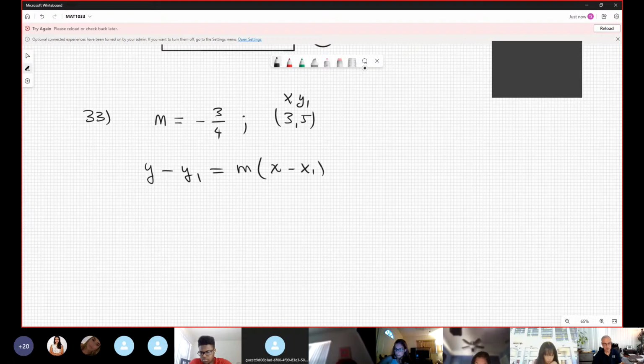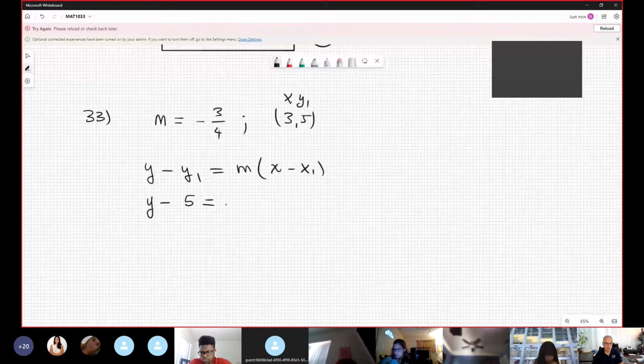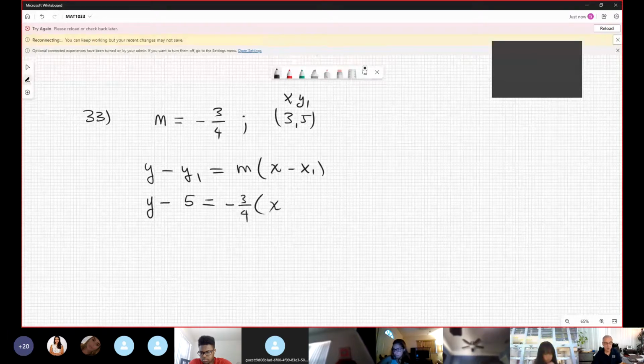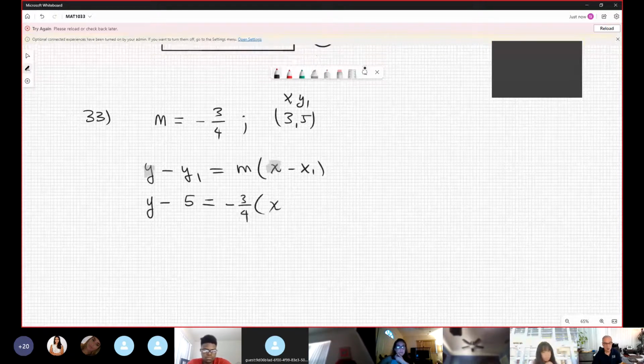This is my formula. Always using this. Entonces now, y minus y1 is 5. M is -3/4. Don't be scared with the fraction. X is x, and y is a variable. This is a variable. Variable and variable. The other is numerical. Minus x1 is 3.